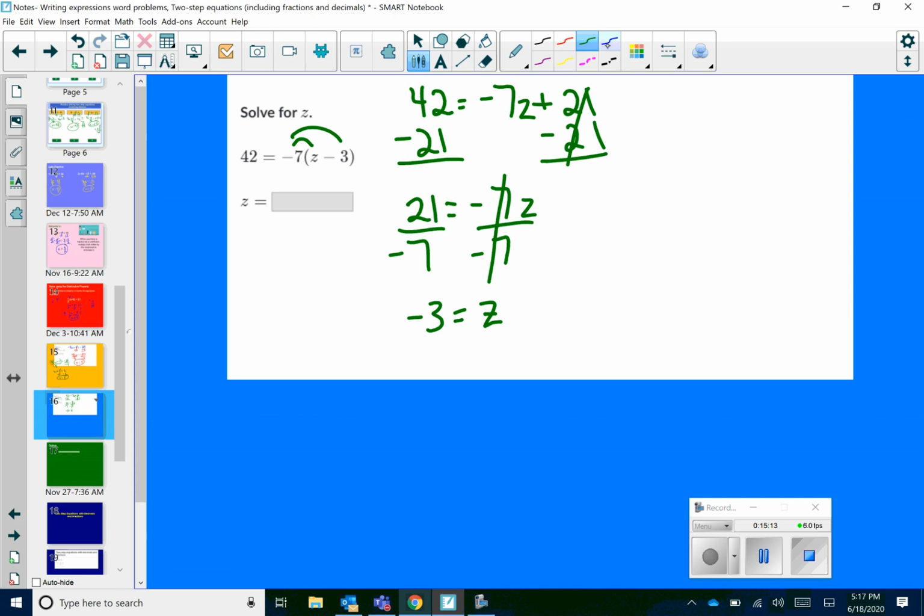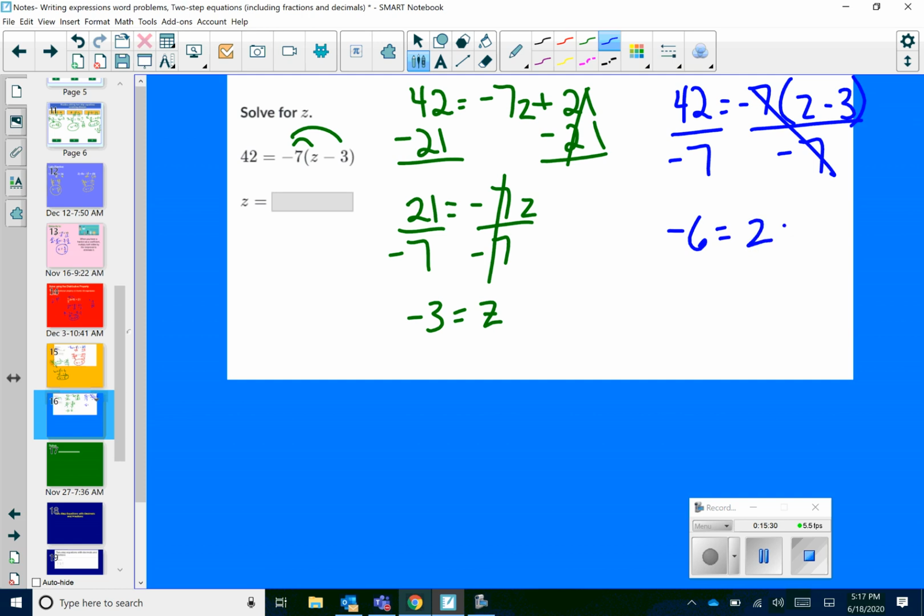Let's try it the other way. I'll rewrite it. 42 equals negative 7 times the quantity of z minus 3. So I'm going to eliminate my negative 7 right away. What we do to one side, we do to the other. That leaves me with negative 6 equals z minus 3. And then when I add 3 on both sides, I'm still going to get the same answer, which is negative 3. So 2 different ways that you could do that one.